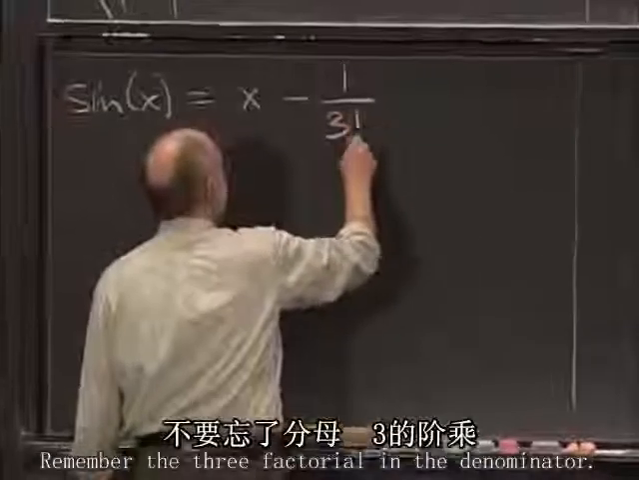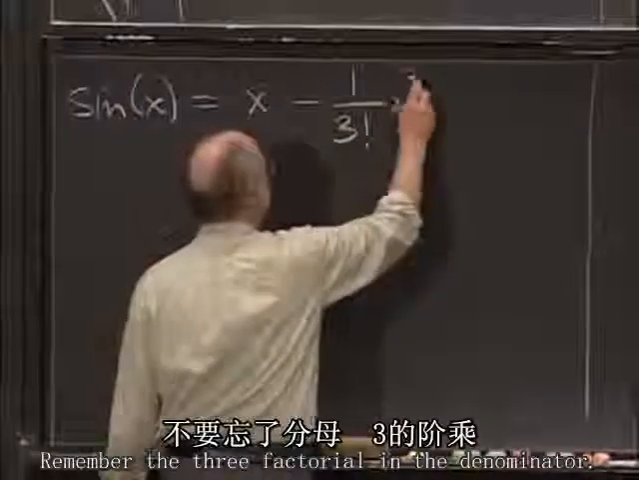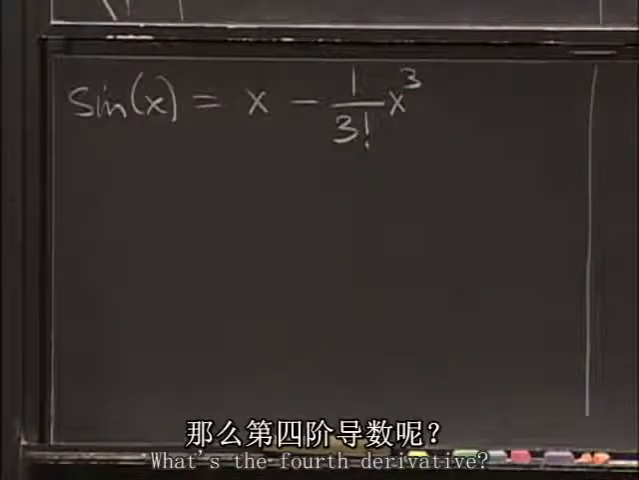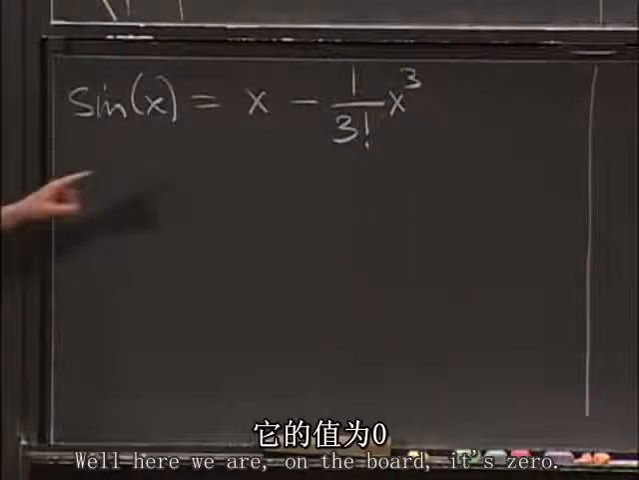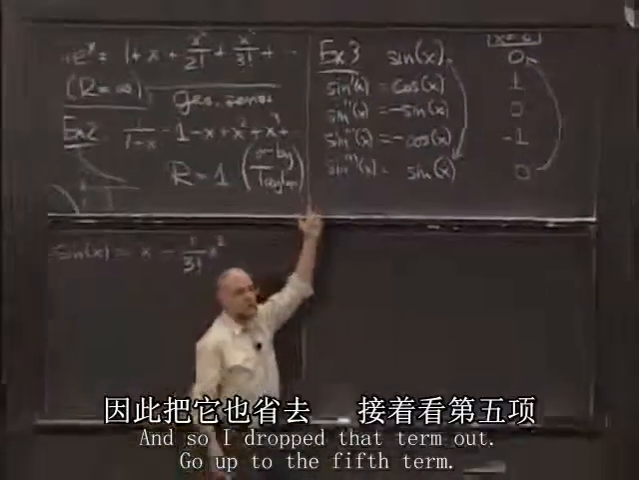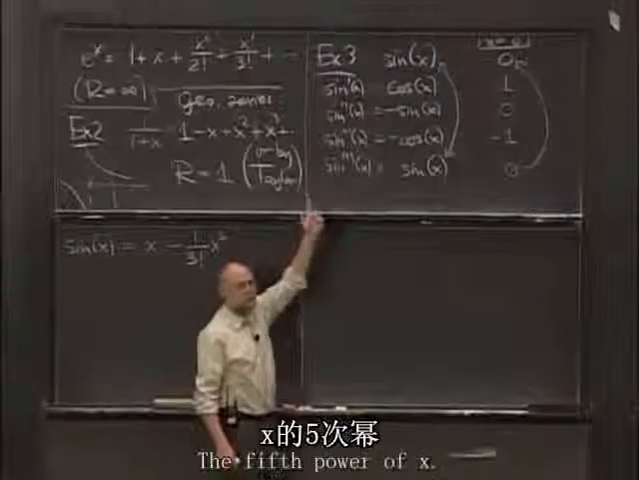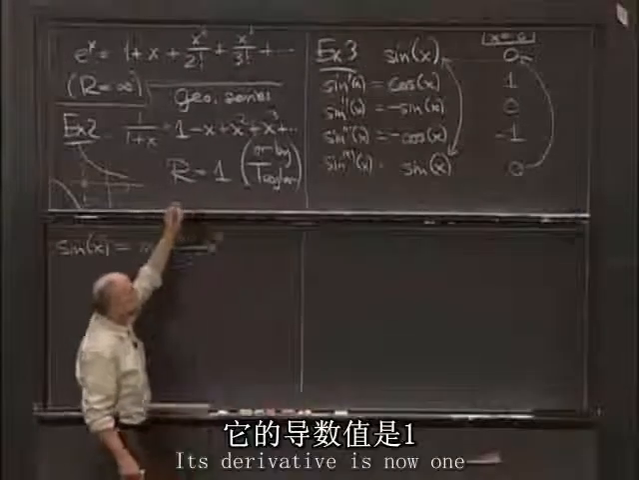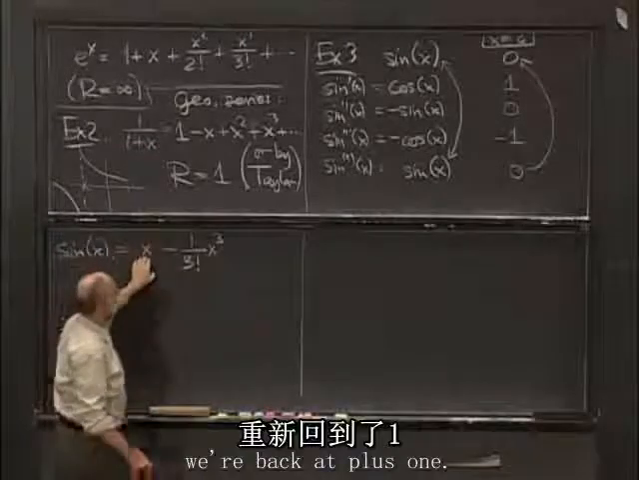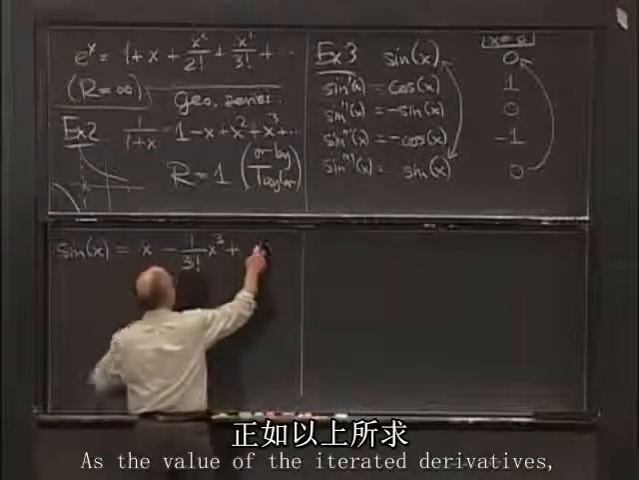And remember the 3 factorial in the denominator, and that's the coefficient of x cubed. What's the fourth derivative? Well, here we are. It's on the board. It's 0. So I drop that term out, go up to the fifth term, the fifth power of x. Its derivative is now 1. We've gone through the pattern. We're back at plus 1 as the value of the iterated derivative.